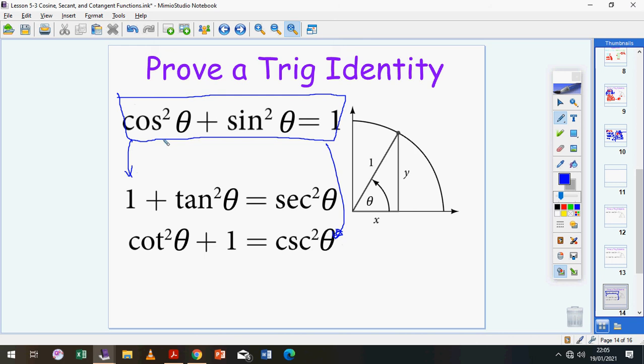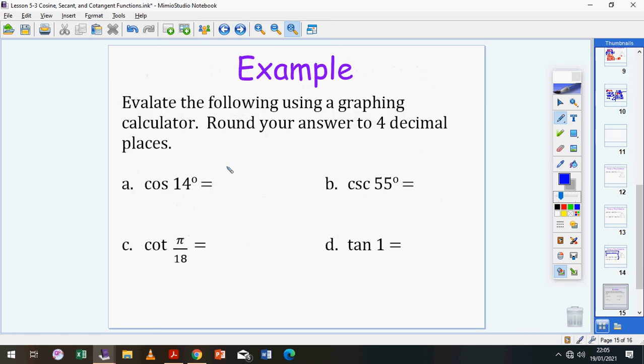These identities are going to be very useful in simplifying proofs or proving certain relations in trigonometry, in this course and also in calculus in the future. Example, if I want to evaluate the following using a graphing calculator, just plug this into your calculator and get the answer. This one is cotangent of pi out of 18. Pi is 180. 180 divided by 18 is 10. So basically the cot of 10 degrees, which is asking you for 1 divided by the tan of 10 degrees. Give your answer to 4 decimal places.